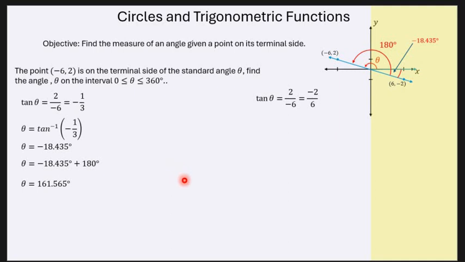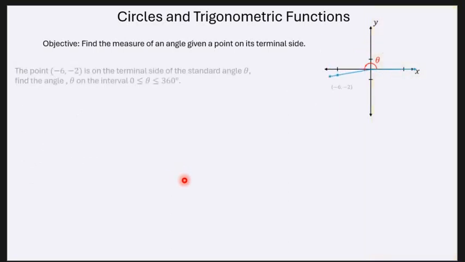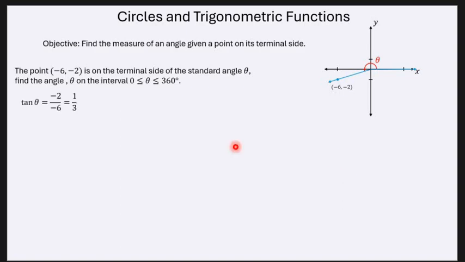Let's take a look at an angle in the third quadrant. So let's look at this angle here. Let's switch down to the third quadrant. So instead of negative 6, positive 2, I'm now looking at the terminal side containing the point negative 6, negative 2. All right, so we're going to do the same thing. In this case, the tangent of theta would be negative 2, the y value, over negative 6, the x value, which reduces to positive 1/3.